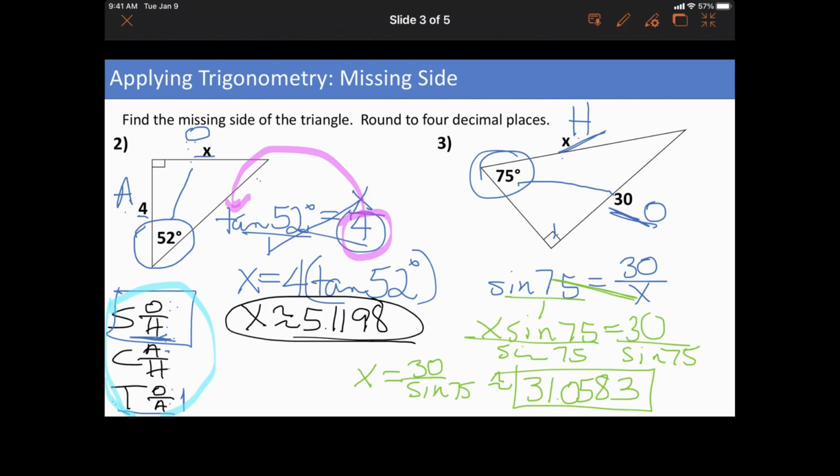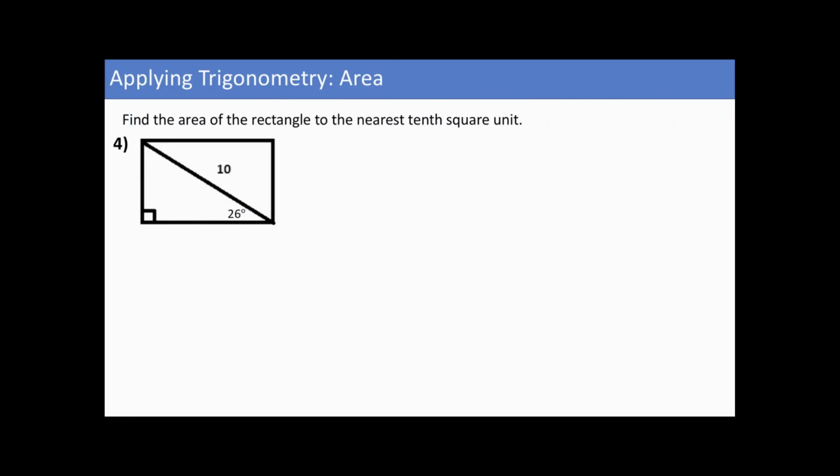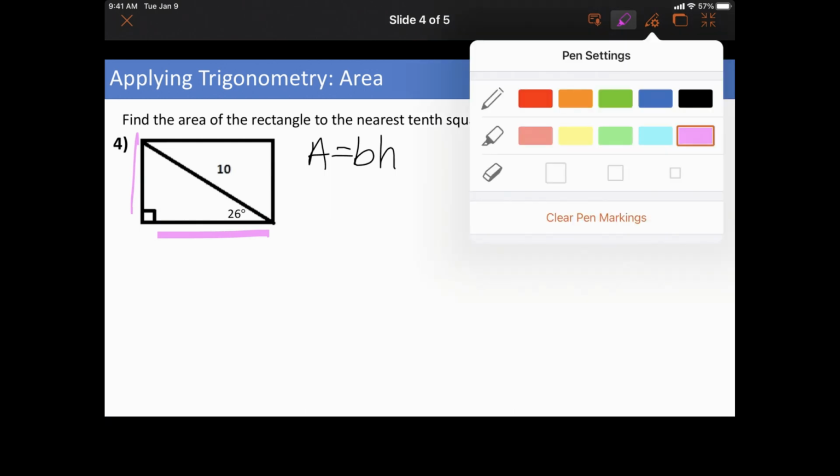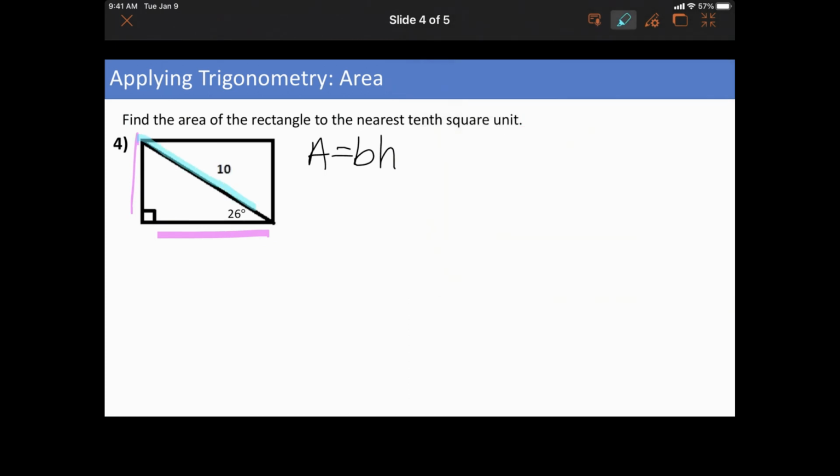So let's apply it in one more way. Okay, find the area of the rectangle to the nearest 10th square inch. Right. Well, what do I know? Well, I know that the area of a rectangle is base times height. Do I have the base? Nope. Do I have a height? Nope. Okay. What am I given? Let's see. I'm given the diagonal. I wonder why we're given the diagonal. And I'm also given an acute angle, and I know this triangle is a right triangle.